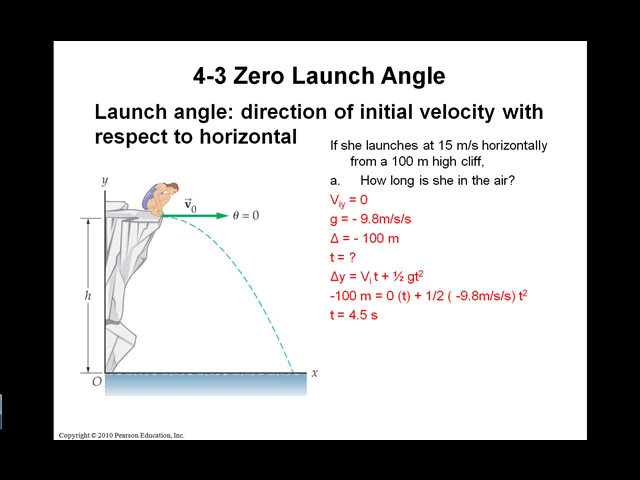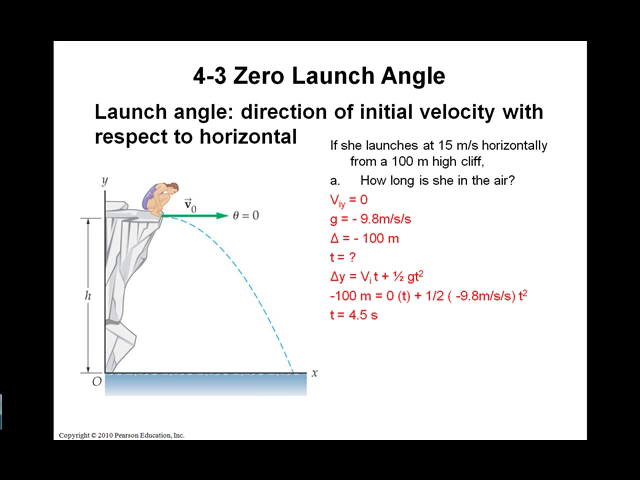Okay, let's look at a couple of problems here. First of all, let me define launch angle. Launch angle is the direction of the initial velocity. So if you have a zero launch angle, that means that you're just rolling off a table or moving horizontally through the air, and your initial velocity is only in the x direction.